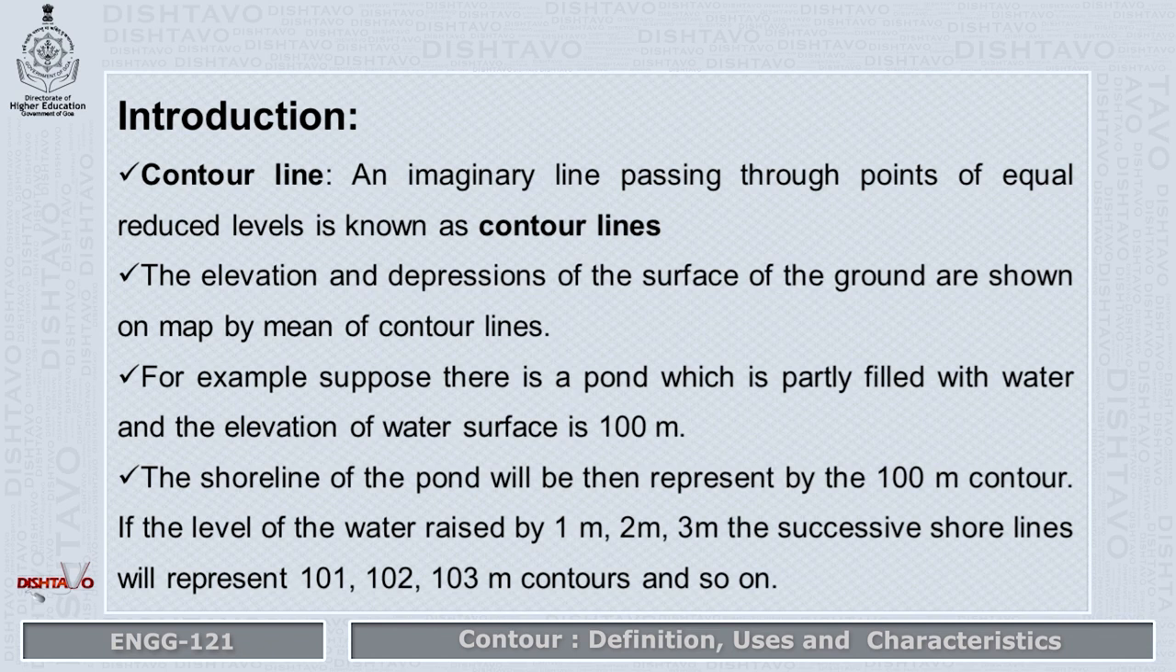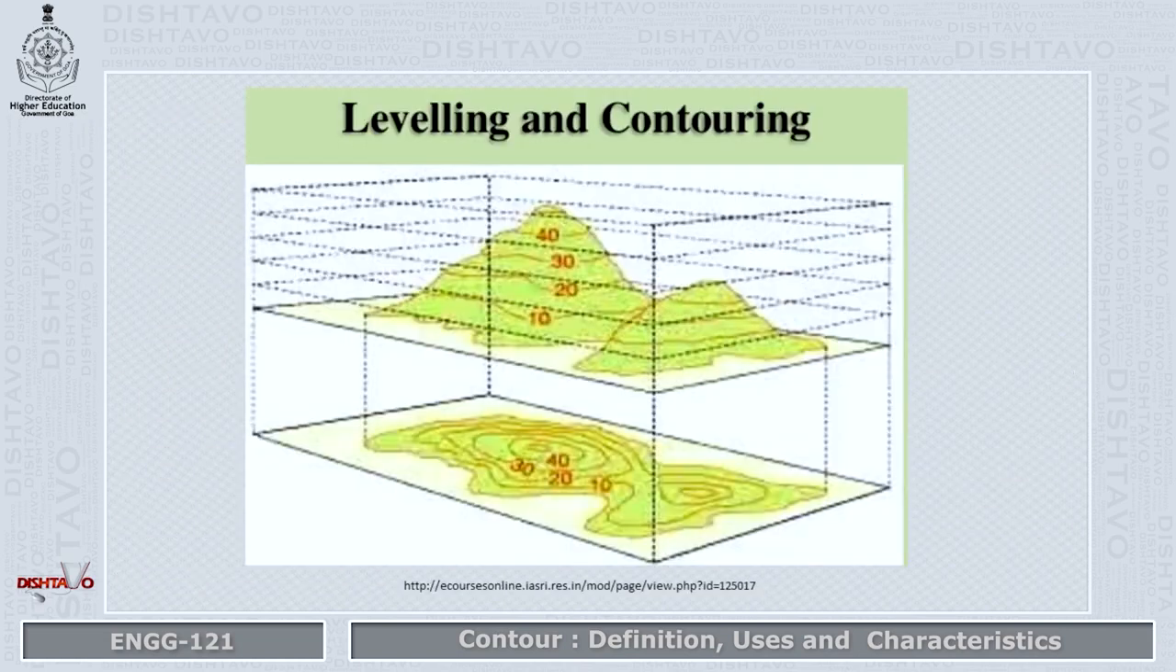For example, suppose there is a pond which is partly filled by water and the height of the water surface is 100 meter. So the shoreline of the pond will then be represented by the 100-meter contour line on the map. If the level of the water in the pond is raised by 1 meter or 2 meter or 3 meter, then the successive shorelines will be represented by 101, 102 and 103 meters respectively. Likewise, these contour lines are drawn like this: 10, 20, 30, 40 meters.